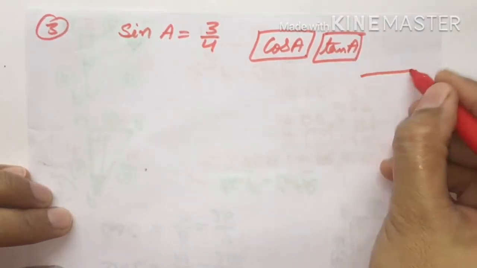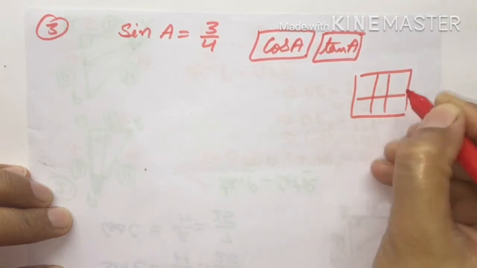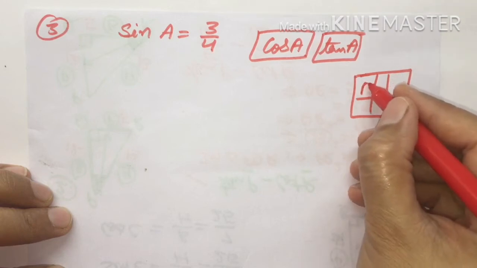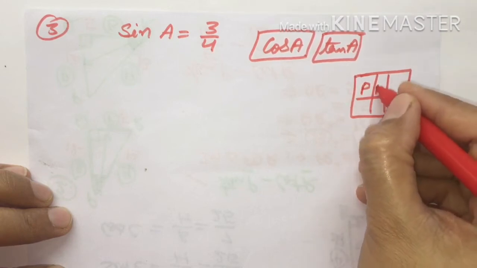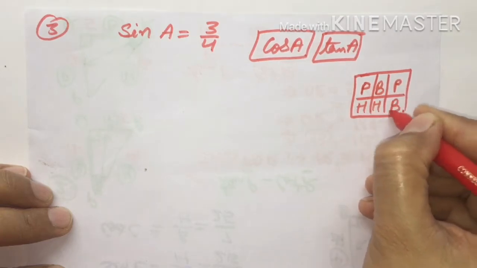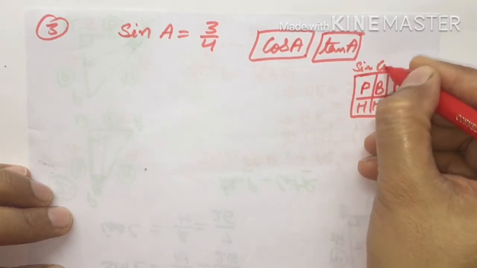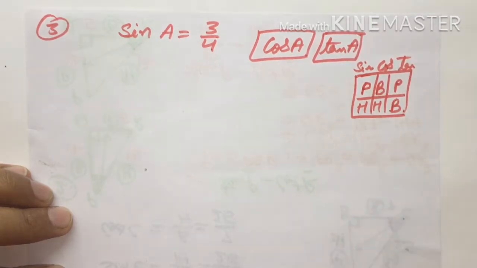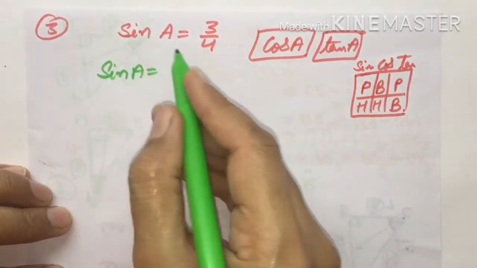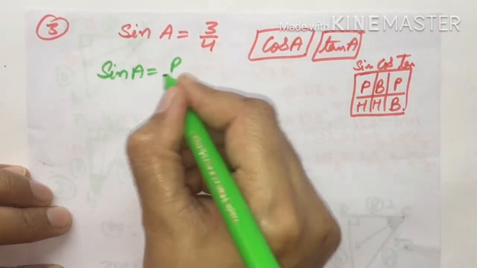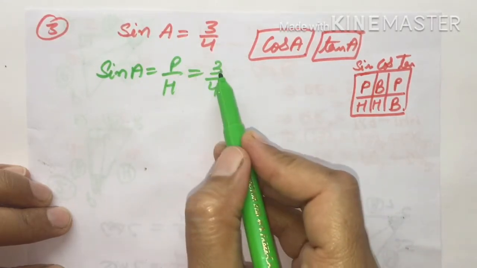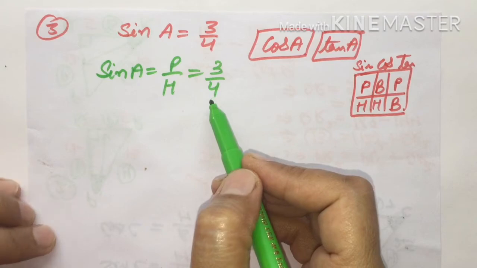So according to our table, again whenever we will do the trigonometry question, it's necessary that first we should make this table. Pandit Badri Prasad har har bole sin, cos, tan. So after making this table, we know that sin is equal to perpendicular upon hypotenuse and its value is given 3 upon 4. It means perpendicular is 3 and hypotenuse is 4.